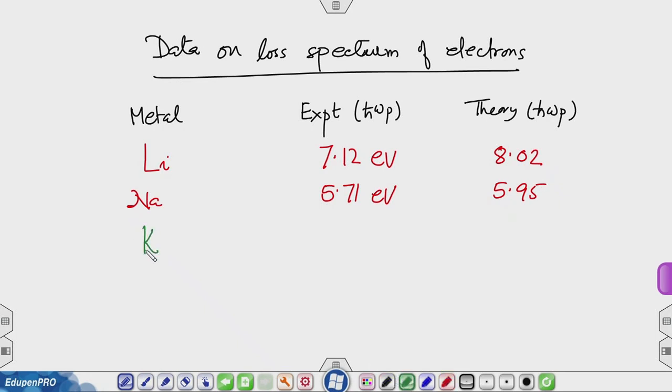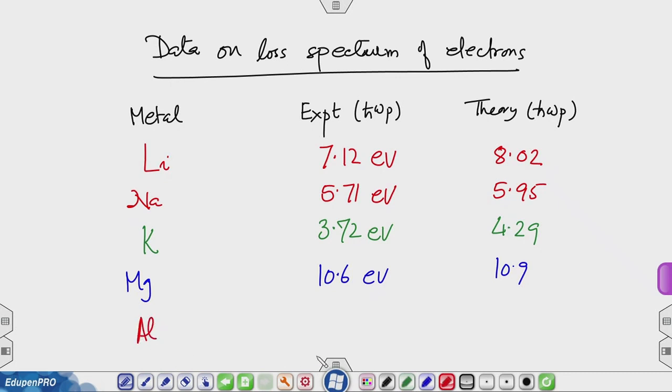Potassium, I get 3.72 eV. Experiment is 4.29. Magnesium, 10.6 eV. Experiment is 10.9. And finally, one more, I am going to give you aluminum, which is 15.3 eV and 15.8.